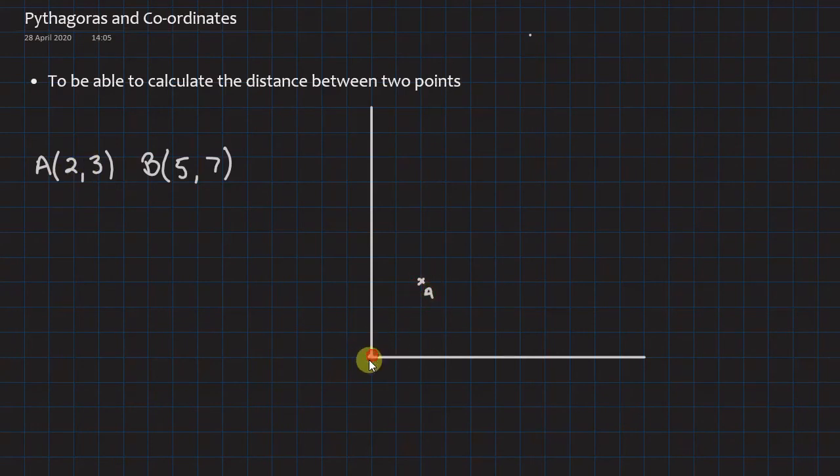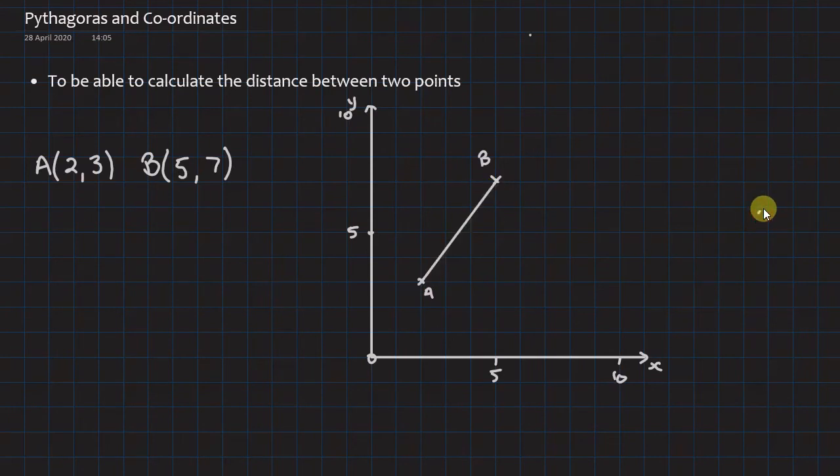So there's 0, 5, 10. And that's my x direction. My y direction, I've got 5, 10. So the second one is at 5, 7. There's 5, 5, 6, 5, 7. And we're being asked to calculate what is the line length between these 2 points.